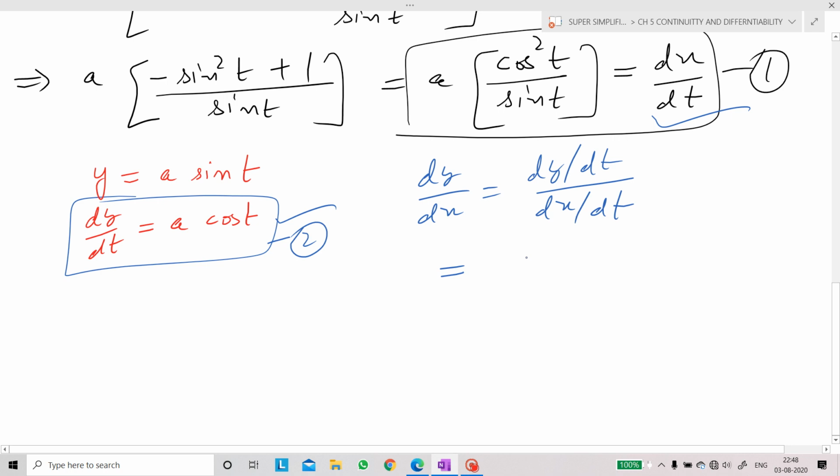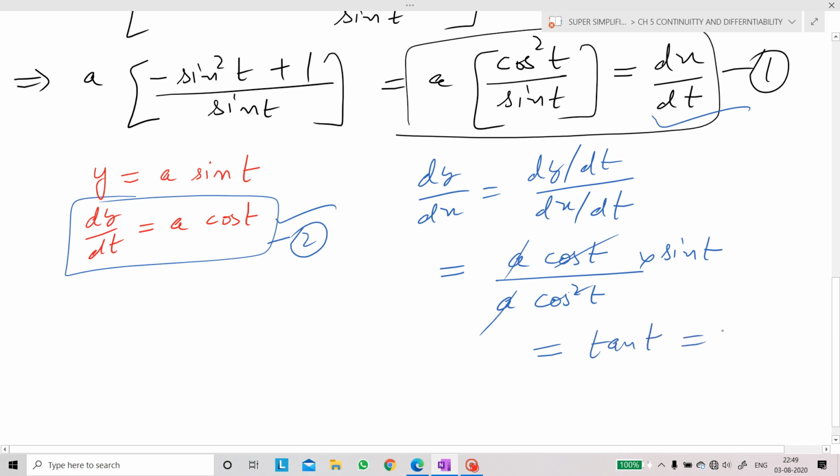So we will have a cos t divided by a cos square t upon sin t. So sin t comes here. So we can cancel a with a and cos t with 1 power of cos square t. So we get sin t upon cos t, which is equal to tan t, which is the answer.